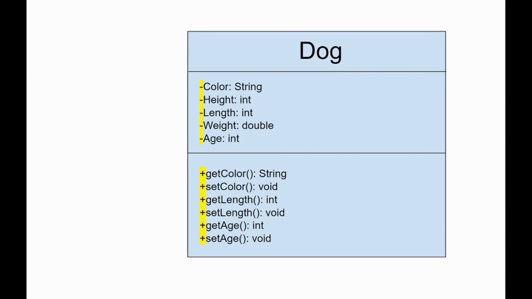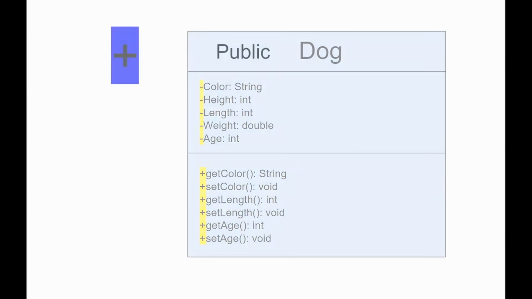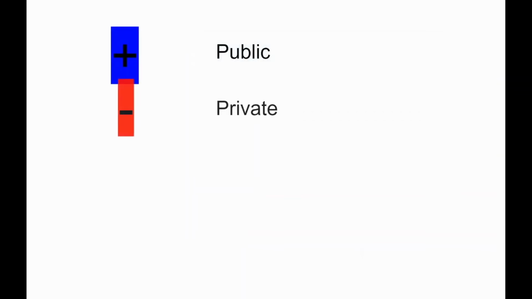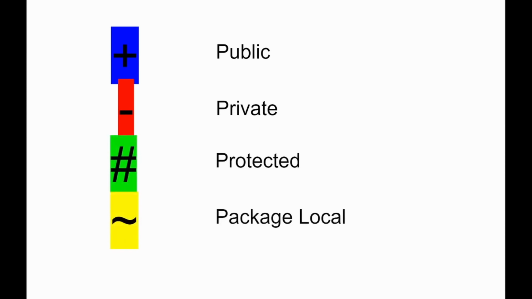These are the access modifiers or class visibility notation. Plus means public, minus private, hash protected, and tilde means package local.